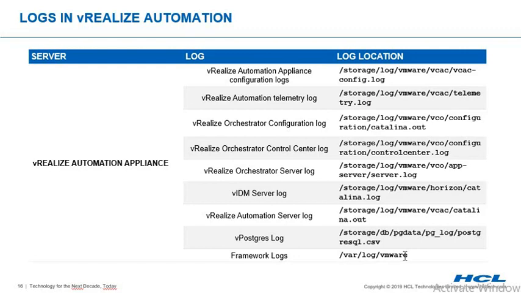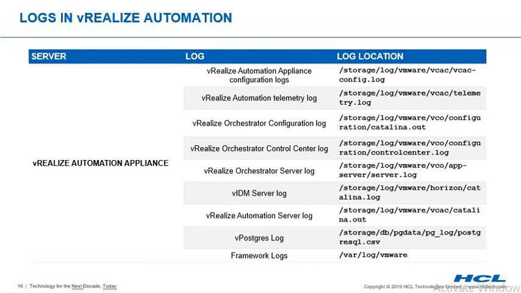Now these locations for the vRealize Automation Appliance can be traversed through either WinSCP or through a PuTTY session. I recommend using WinSCP so that the log file can be steadily downloaded on your local computer for any observation or further reference in case of any troubleshooting. So within the framework logs, the first we have is the vRA appliance configuration logs.